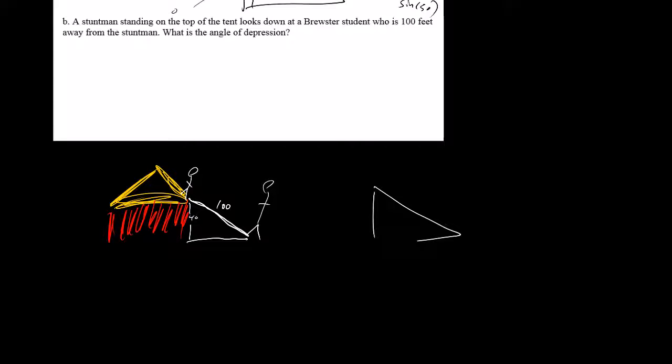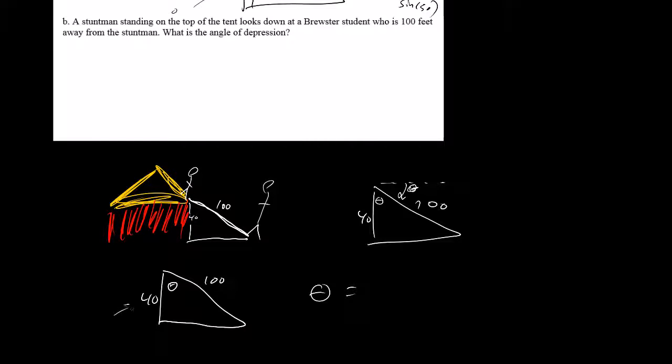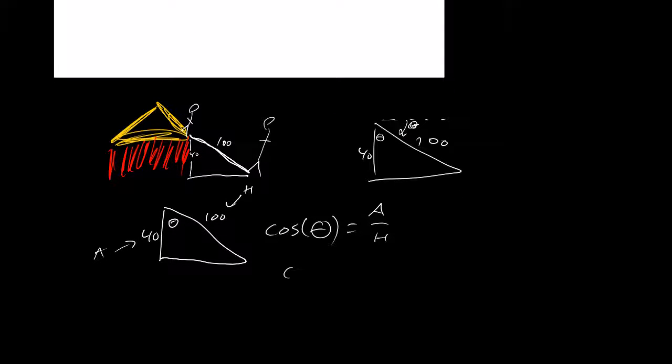If we draw a triangle, we have 100, we have 40, and we know this right here is what we're looking for. To find this angle, we need to find that angle. So if we redraw our triangle once again, we need to find this theta, with 40 and 100. Theta is related by, this is adjacent, this is hypotenuse, so adjacent over hypotenuse, and that is cosine. So cosine of theta is equal to adjacent, which is 40, over hypotenuse, which is 100.